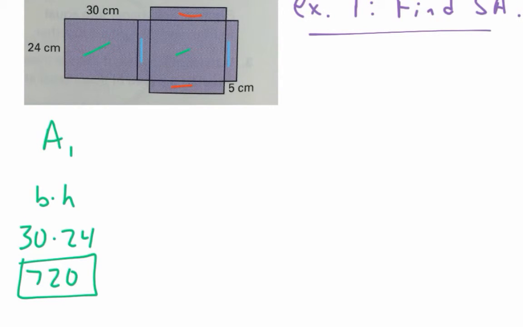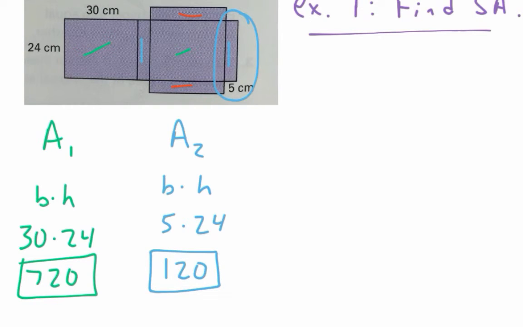If I'm trying to do my second area, those in blue, I'm going to say it's a sub 2, just for second area. That's not a squared. But now what are going to be the dimensions of those? So it's base times height. My base, if I look at this blue one, has to be the 5, right? And my height is going to be 24. So that's going to be 120. So we have that number there.